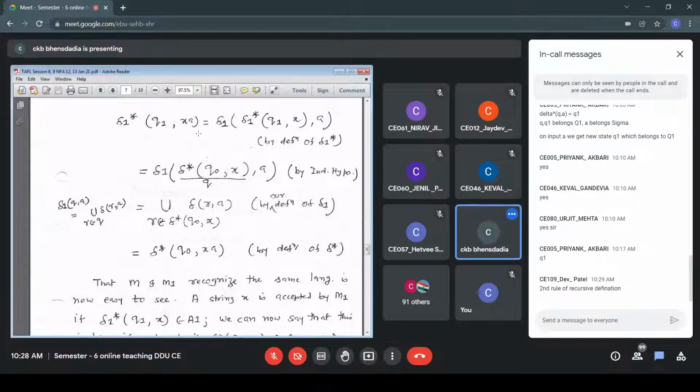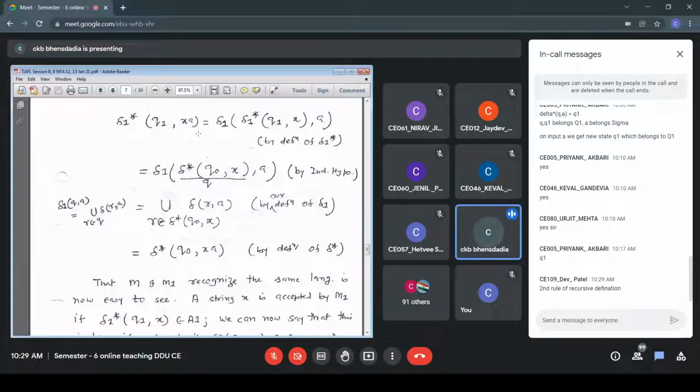How? A string X is accepted by M1. What is the condition for acceptance of a string by M1? M1 means DFA. The condition is that delta 1 star Q1 X belongs to A1. Processing starts from Q1, the initial state, and after processing X, it has to reach an accepting state. Delta 1 star Q1 X is a state because there is a unique path, and because we are talking about multiple symbols, it is delta 1 star. That is the condition for acceptance of a string in DFA M1.